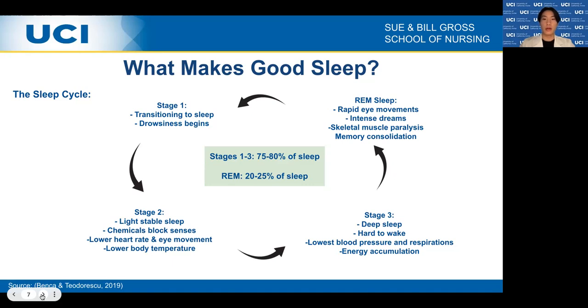Finally, we have the REM sleep. REM stands for rapid eye movements, because during this stage, that's when your eyes move around very rapidly. And this stage also includes intense dreams, skeletal muscle paralysis, and memory consolidation.